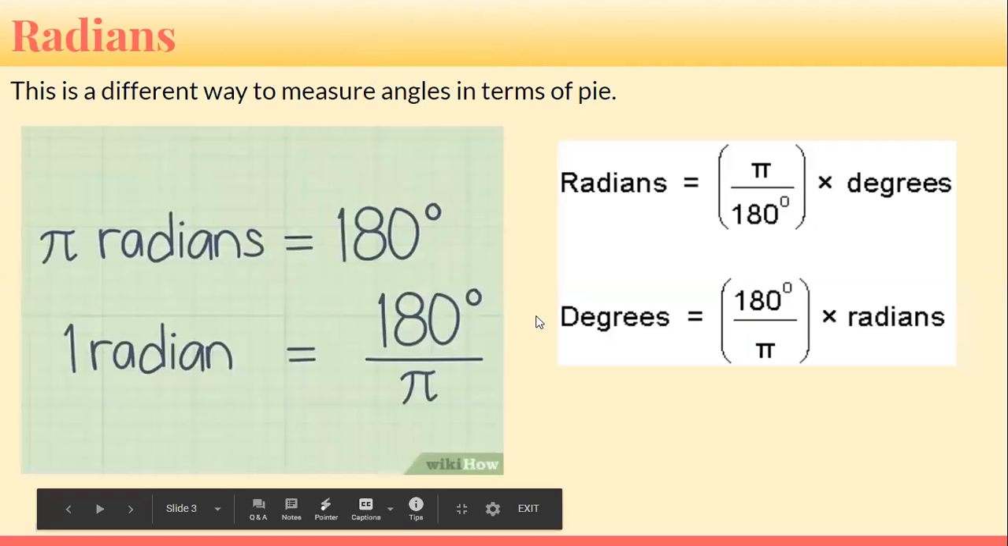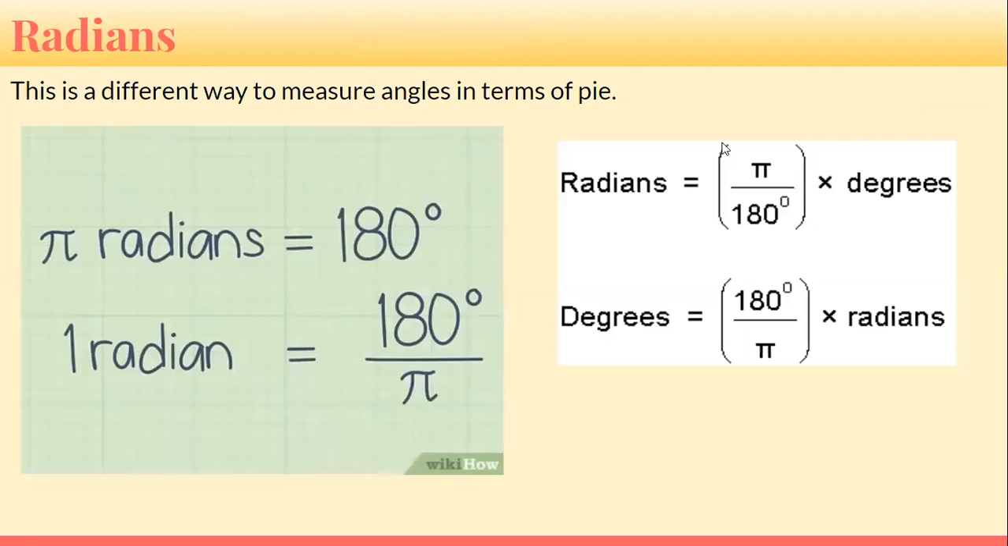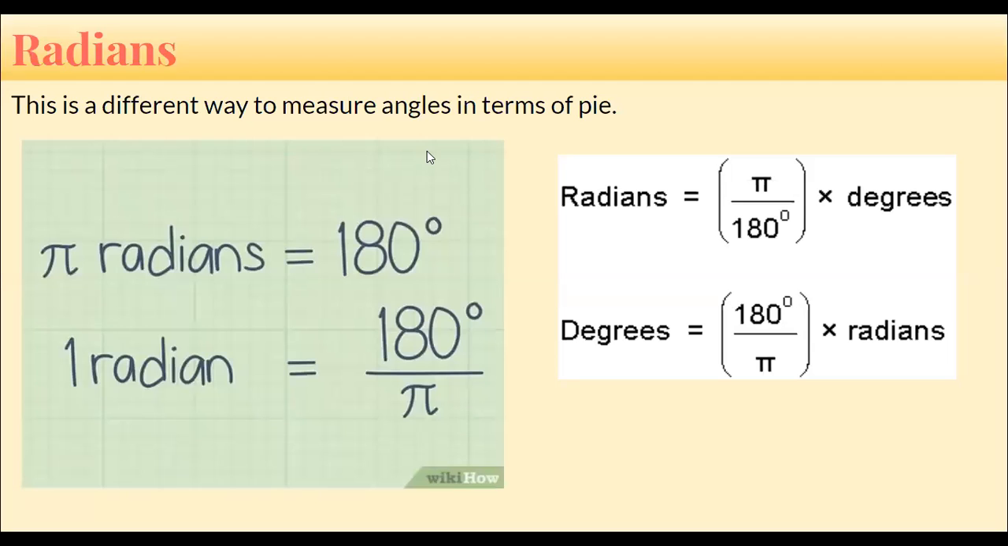So now let's get into a really, really interesting topic, okay? It's called radians. So radians essentially is a different way to measure angles in terms of pi, okay? This is really important to understand. There is a certain relationship between pi and degrees, and that is that pi radians is equal to 180 degrees. So essentially, 360 degrees is equal to 2 pi radians, okay?